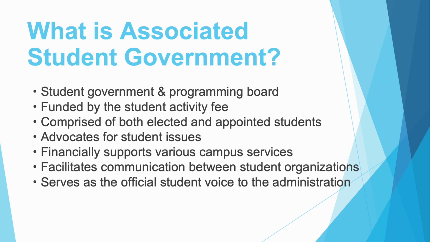So, what is Associated Student Government, or ASG? Well, it's the student government and programming board on campus. We're funded by the student activity fee and comprised of both elected and appointed students. We advocate for student issues and financially support various campus services. We also facilitate communication between student organizations and serve as the official student voice to the administration. Basically, we are your voice on campus. You represent the students as fellow students.